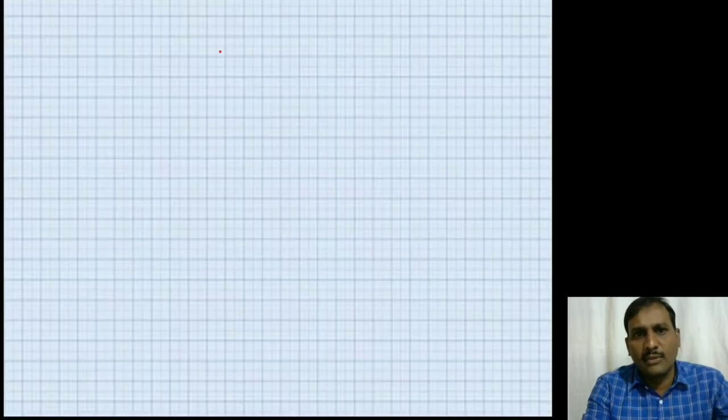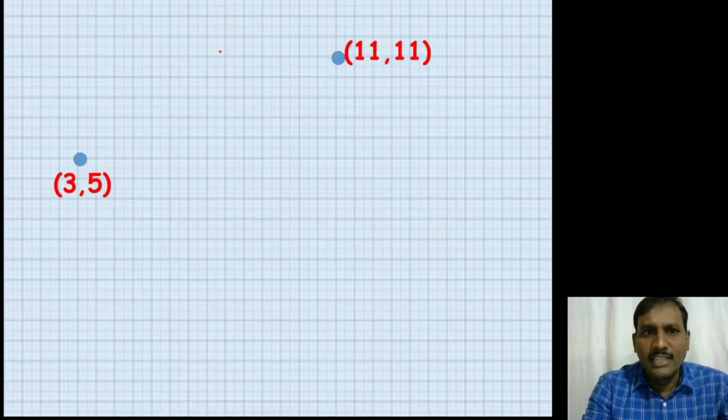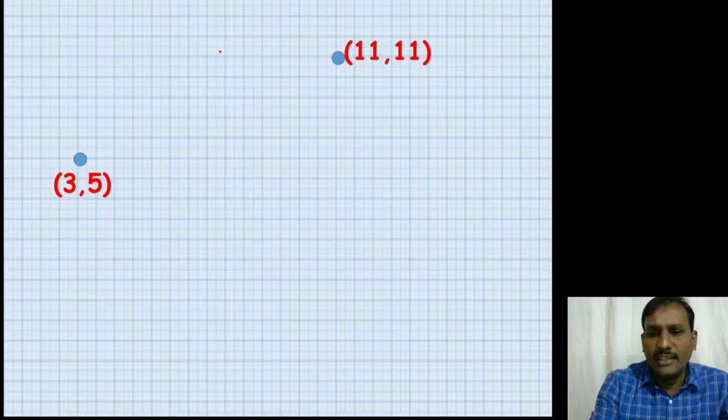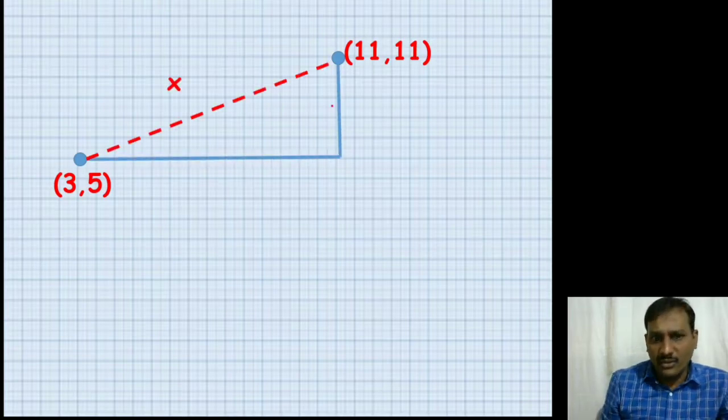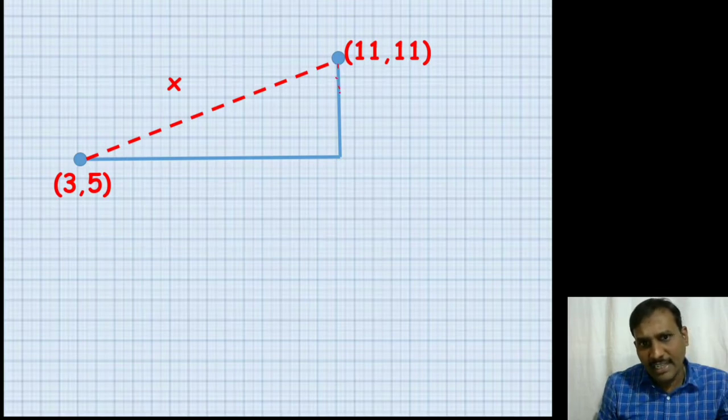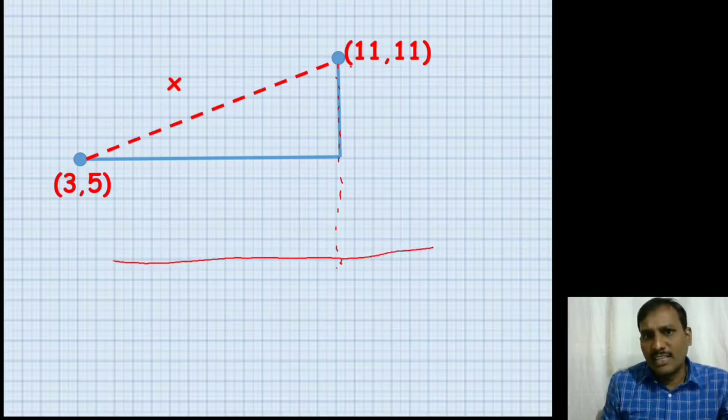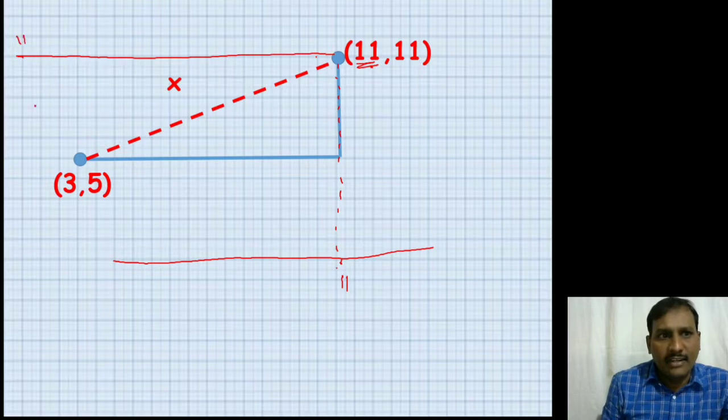So now let us take one more problem. These are the 2 points, 11 comma 11 and 3 comma 5. We have to find this distance. Now let us see what it is representing on x-axis. It is representing 11 on x-axis. And what is it representing on y-axis? Let us say 11 on y-axis. So let us take this as x-axis and this as y-axis.